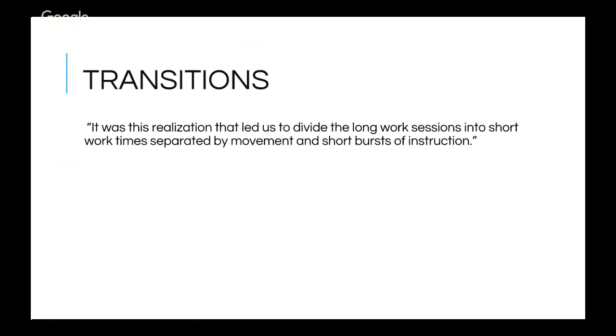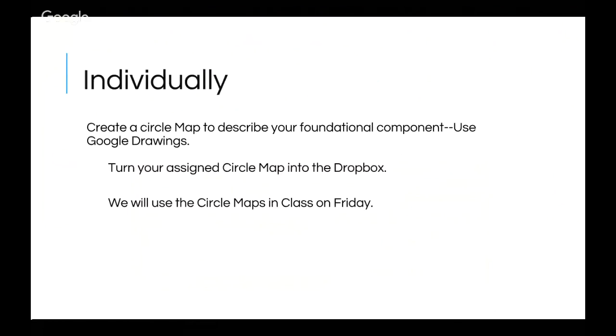So what I want you to do in order to think about these components a little bit more deeply is you're going to do something called creating a circle map. And when you go into D2L, you'll see that you have been assigned one component of Daily 5, and you are going to create a circle map about that component.